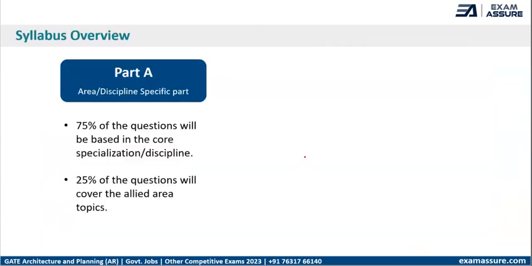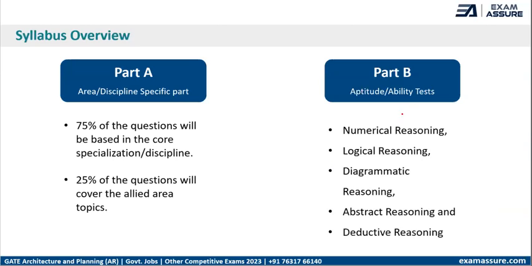Now, as far as the syllabus is concerned, for part A, which will be related to architecture, 75% of the questions will be based on the core specialization or core architecture subjects, and 25% of the questions will be covered through allied areas related to architecture. As far as part B is concerned, that is aptitude, there will be questions on numerical reasoning, logical reasoning, diagrammatic reasoning, abstract reasoning, and deductive reasoning.